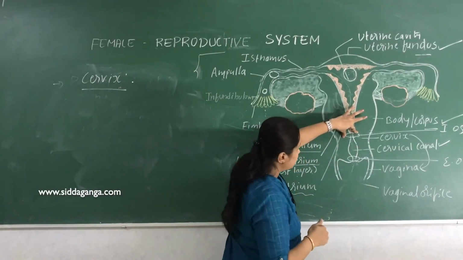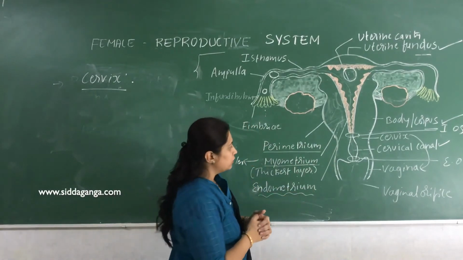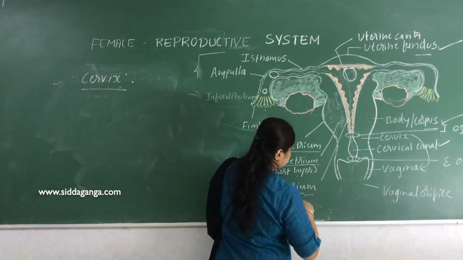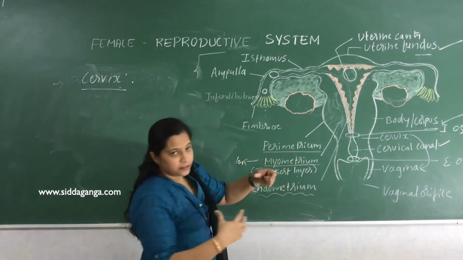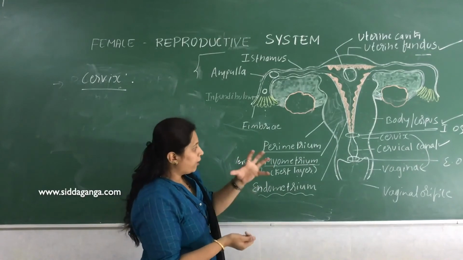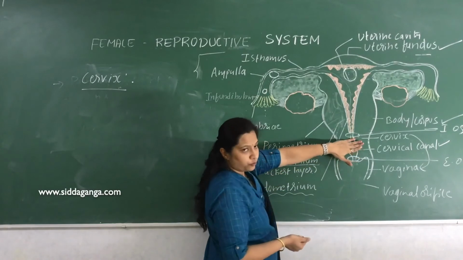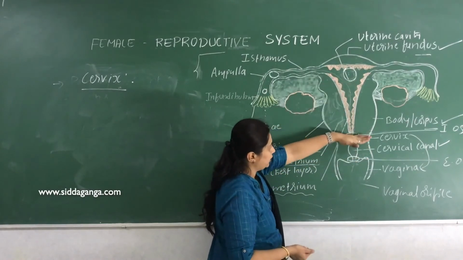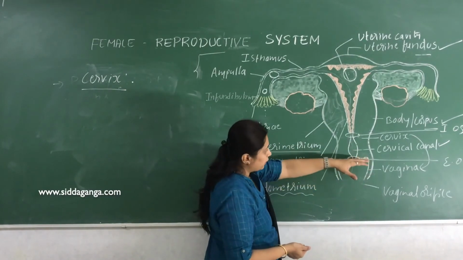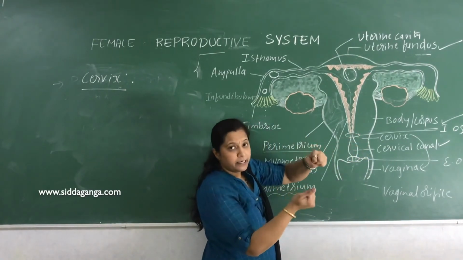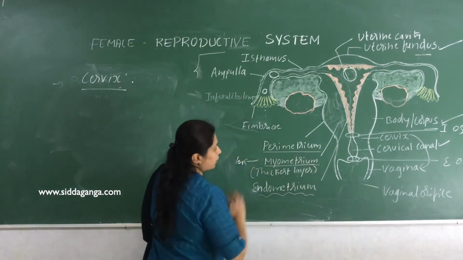One more thing here is that the two openings, the internal os and external os, are provided with powerful sphincter muscles. Because the cervix has to bear the weight of the fetus and the weight of the placenta, the two openings are provided with very powerful sphincter muscles. So this is the cervix.